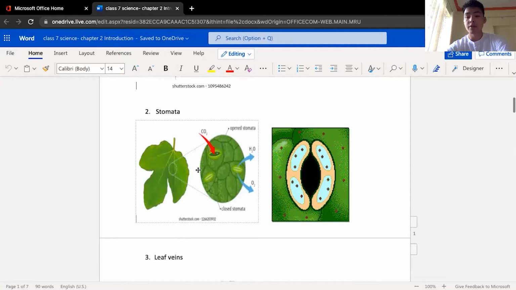What do you mean by stomata? Stomata are small pores or openings present on the surface of the leaf.